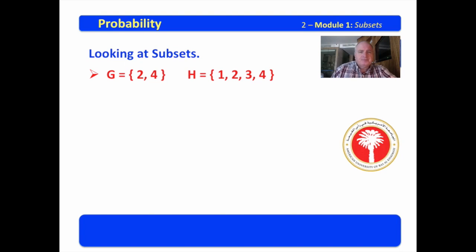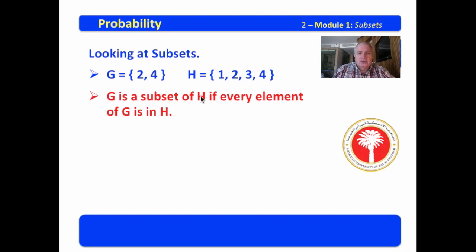Looking at subsets is one of the things that we want to do. Now here we have a set G composed of the elements 2 and 4, and we have a set H composed of the elements 1, 2, 3, and 4. G is a subset of H. G is a subset of H if every element of G is also in H. And this would be written in this manner. G is a subset of H, and it is read as G is a subset of H. This symbol means subset. Subset means that every element in G is also found in H.